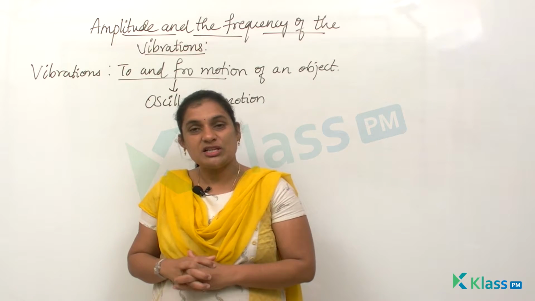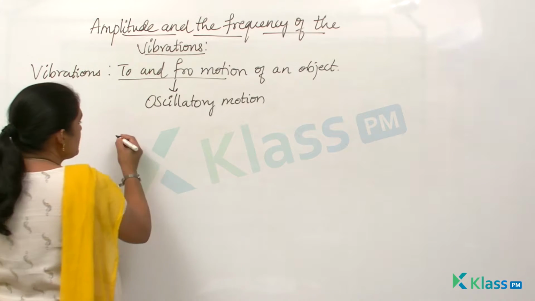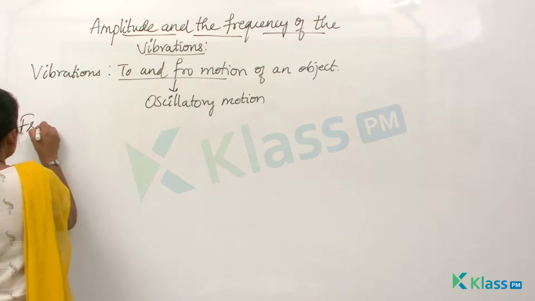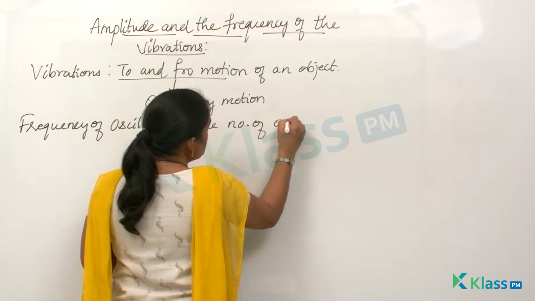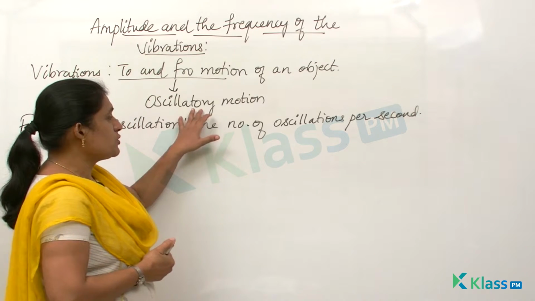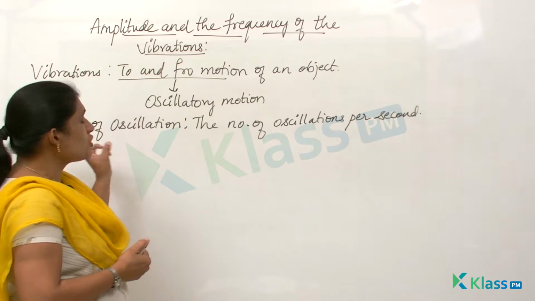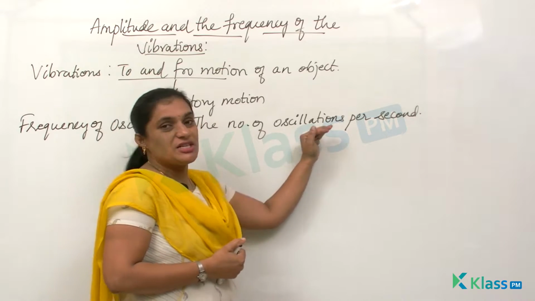The number of oscillations per 1 second is said to be the frequency of oscillation. What is frequency of oscillation? That is nothing but the number of oscillations per second. So when you talk about this oscillatory motion and the frequency of oscillation, that is nothing but the number of oscillations per second.